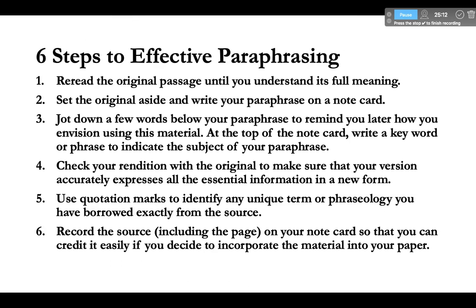So, here are 6 steps to effective paraphrasing. Reread the original passage until you understand its full meaning. Set the original aside and write your paraphrase on a note card. Jot down a few words below your paraphrase to remind you later how you envision using this material. At the top of the note card, write a key word or phrase to indicate the subject of your paraphrase. Check your rendition with the original to make sure that your version accurately expresses all the essential information in a new form.